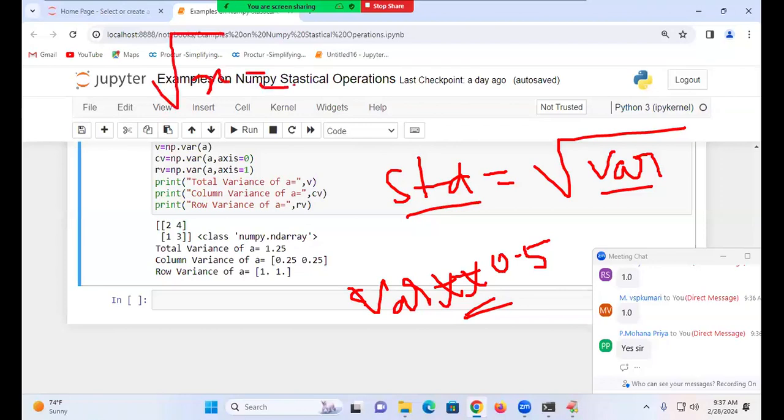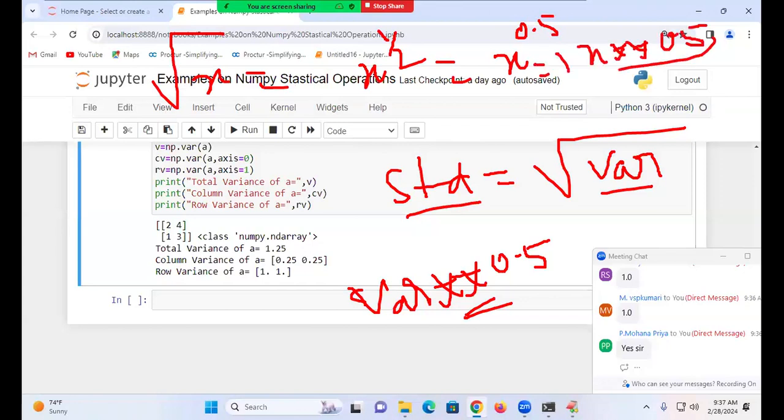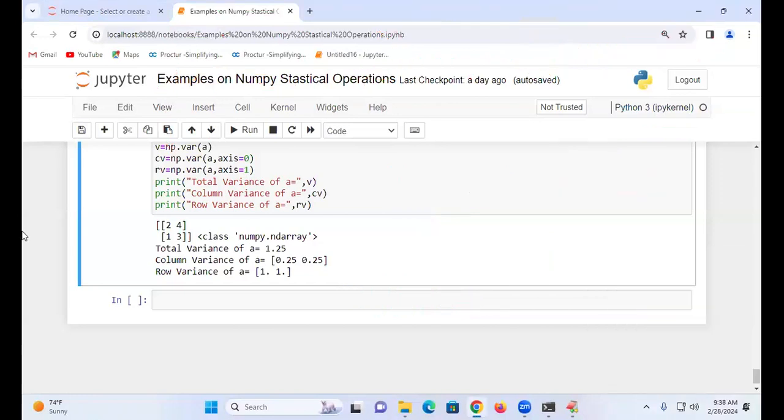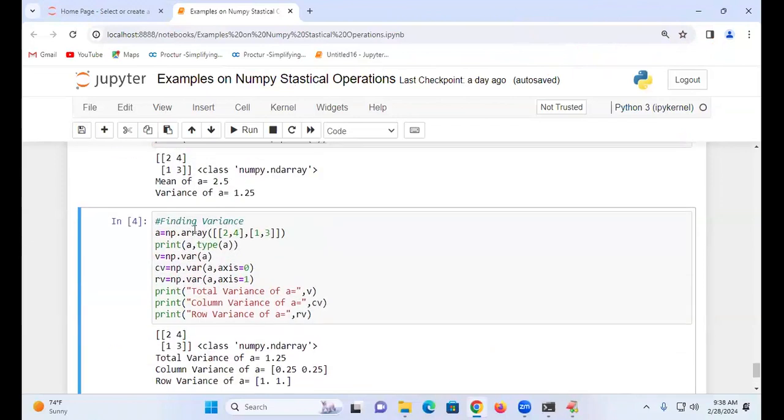Anything to the power of x is nothing but what? X to the power of 1 by 2. That is called 0.5. It can be written as what? X star star 0.5. In our arithmetic operators only we discussed it. So standard deviation is nothing but what? A square root format of what? Variance.